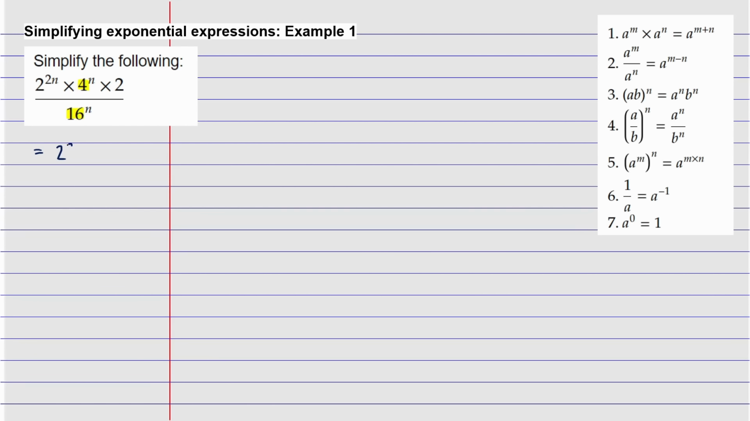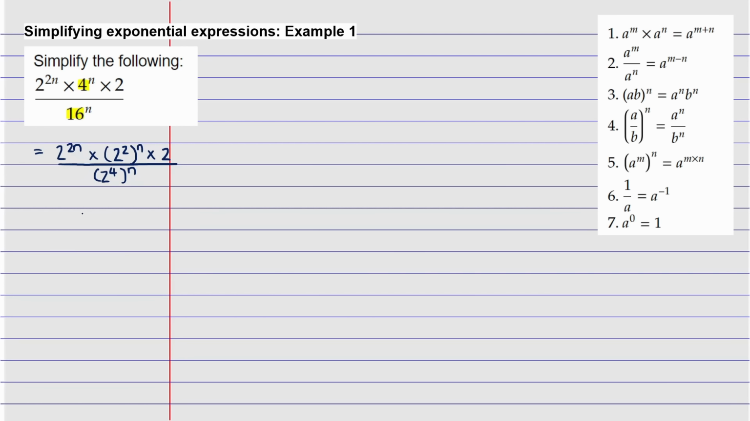So we're going to have the following. We're going to have 2 to the power 2n. Then this is going to be multiplied by this 4, which is going to change to 2 to the power 2, and this is going to be n. Everything that you change into a factor, you put inside a bracket. Then this is going to be multiplied by 2, and this whole thing is going to be divided by the 16, which you change to 2 to the power 4, and this is going to be n.